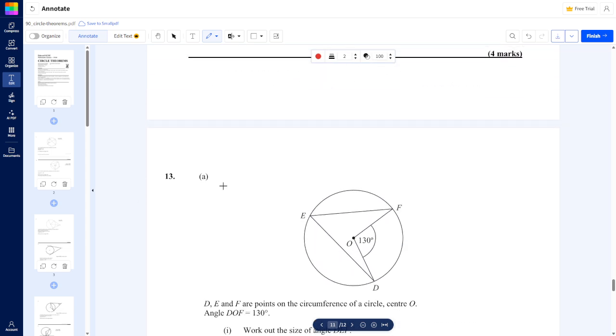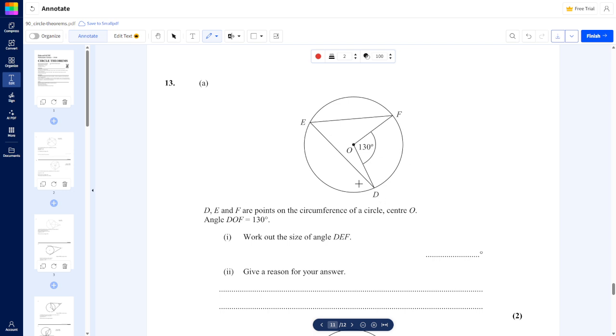That's fine. Here, D, E, and F are points on the circumference of a circle, center O. Angle DOF is 130 degrees. Work out the size of angle DEF. That's going to be 65. Angle at the circumference is half the angle at the center.